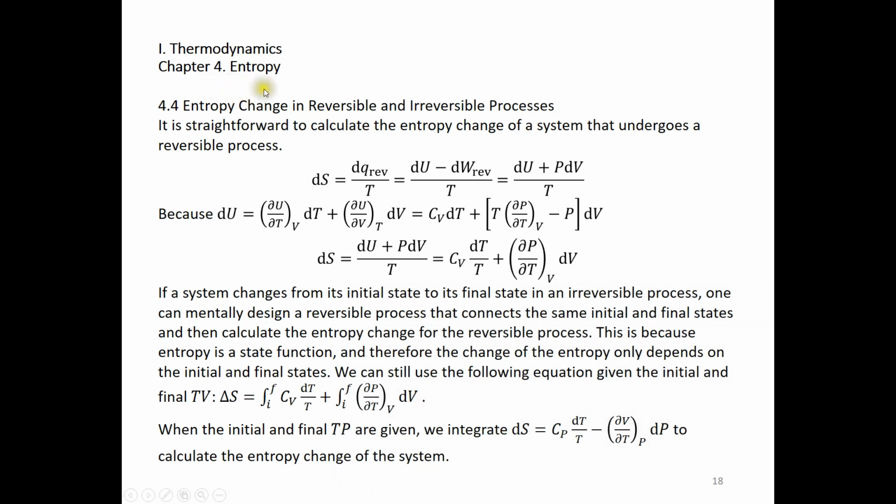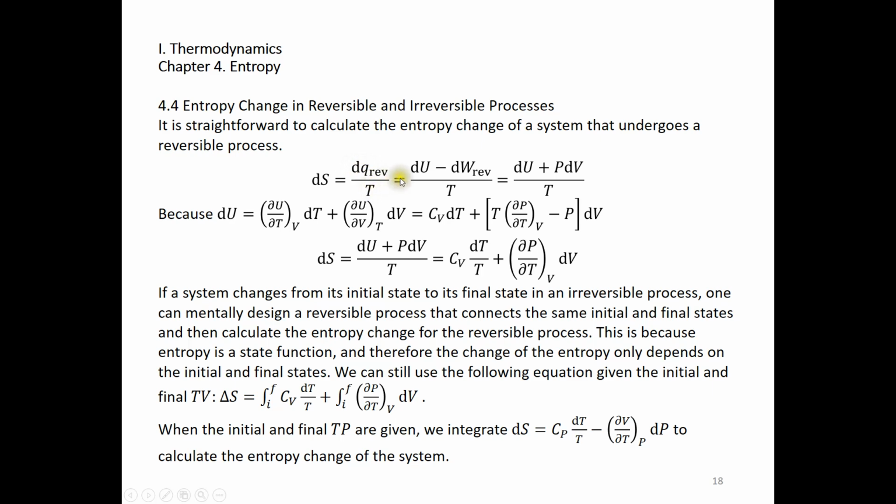Chapter 4, Entropy, Section 4.4, Entropy change in reversible and irreversible processes. It's straightforward to calculate the entropy change of a system that undergoes a reversible process. This is the definition of entropy in thermodynamics. The differential of entropy is dq reversible over T.